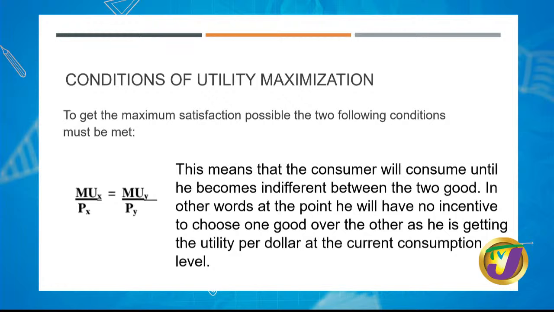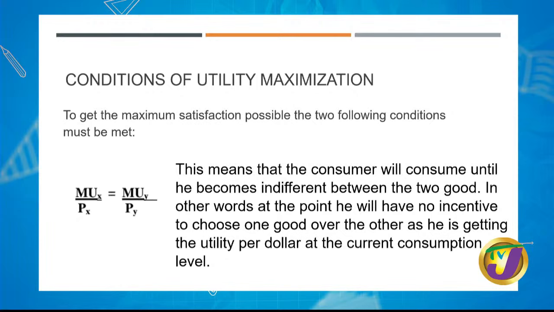Now, this is one of the conditions we mentioned earlier about the consumer maximizing utility. And there are 2 conditions for utility maximization. The first one, I mentioned earlier, is also referred to as the equimarginal principle. It's where the marginal utility divided by the price of one good is equal to the marginal utility divided by the price of the other good.